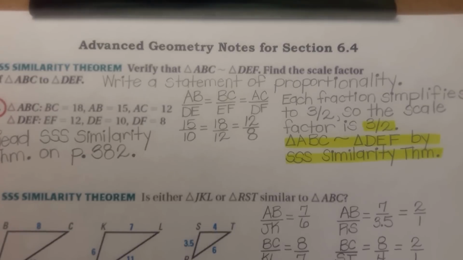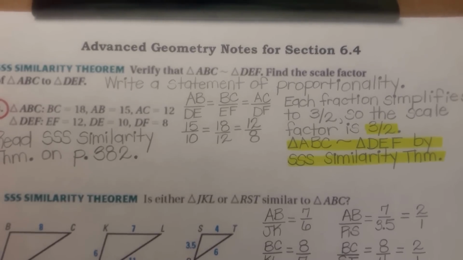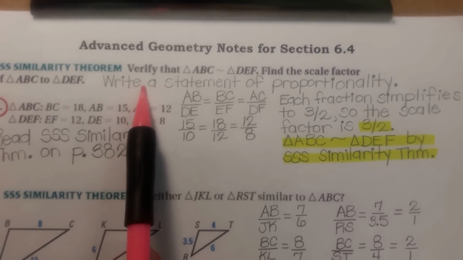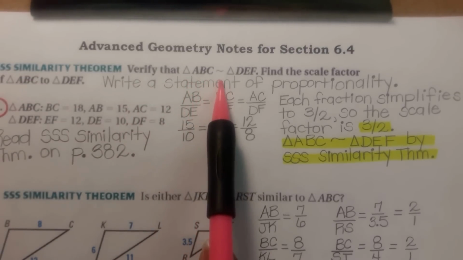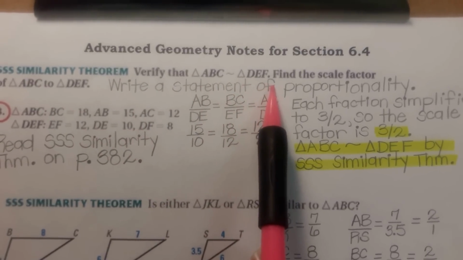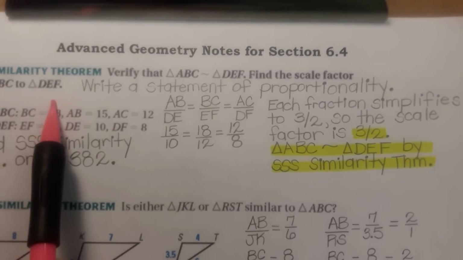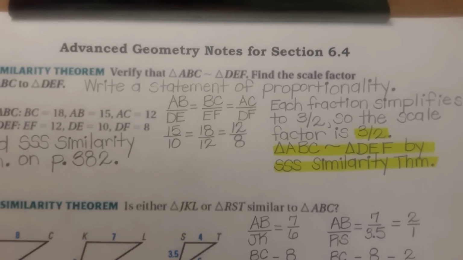Turn to page 385 and look at number 3. Number 3 says, verify that triangle ABC is similar to triangle DEF. Find the scale factor of triangle ABC to triangle DEF.